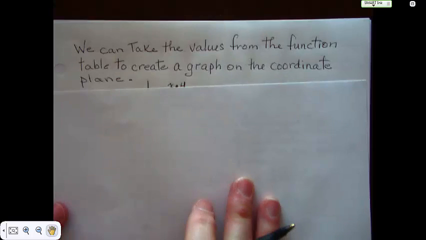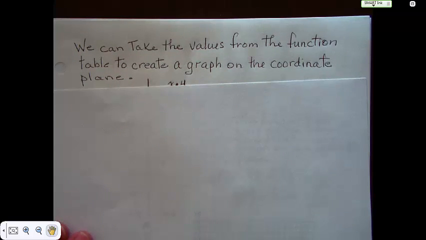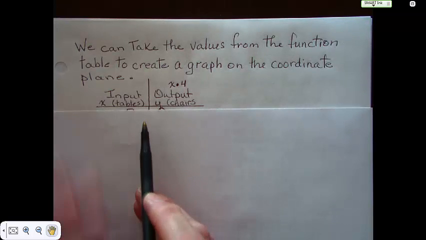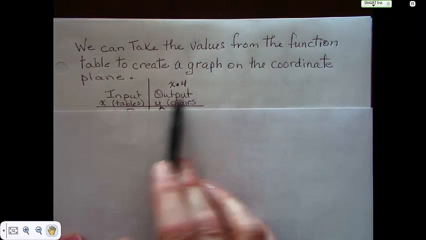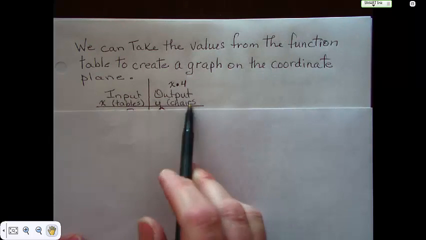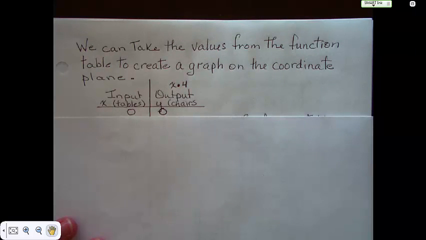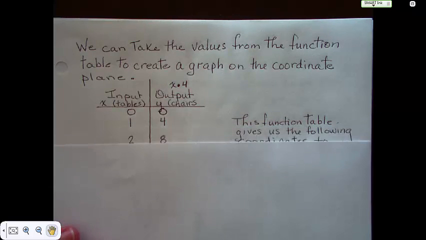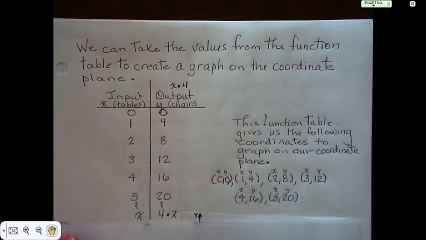So, we take the values from the function table to create a graph on a coordinate plane. Alright, here's our function table. We had it on the previous sheet, but I repeated it. Here's the input, x tables. Here's the output, y chairs. And to get chairs, we have to take x times 4. So if we have 0 tables, we'll have 0 chairs. 1 table 4, 2 tables 8, 3 tables 12, etc.